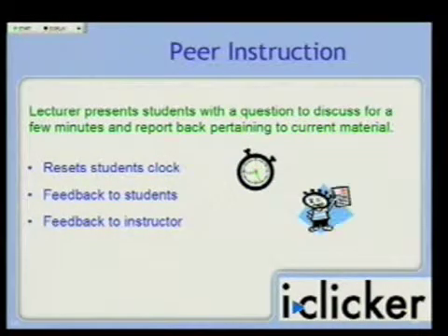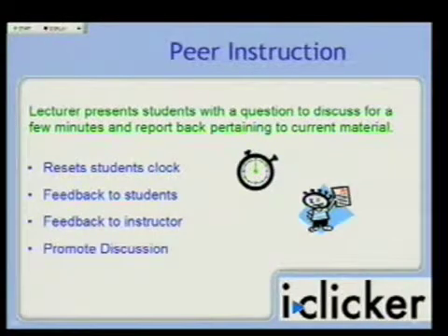Feedback to the instructor, of course, when students, based on their discussion or their responses, you get a feeling for, are they with you? How are you doing? Do you need to review this topic some more, or can you jump forward?